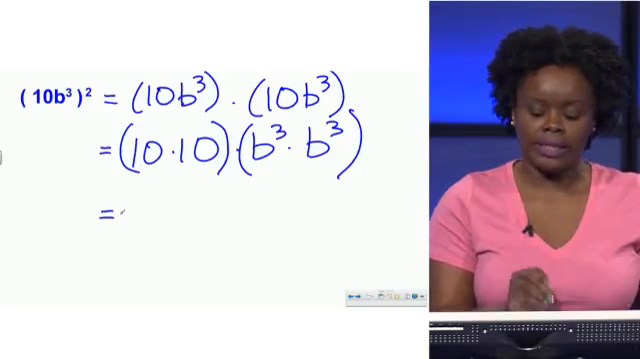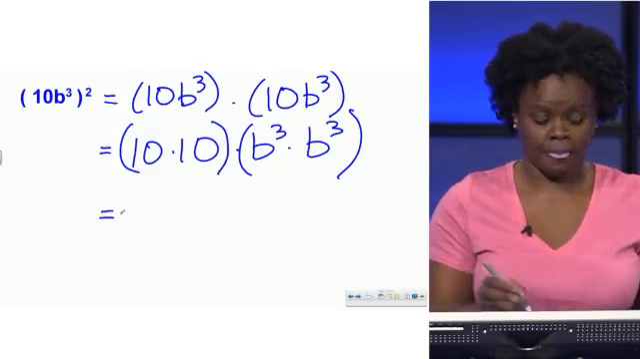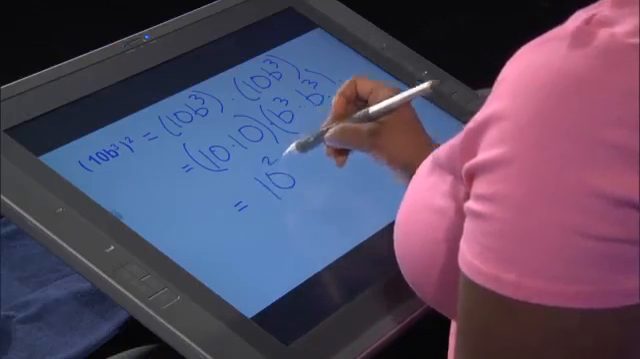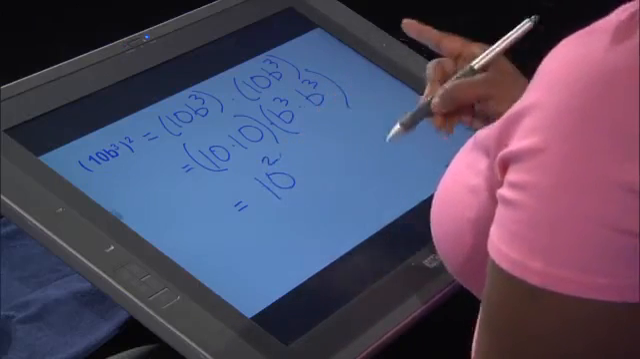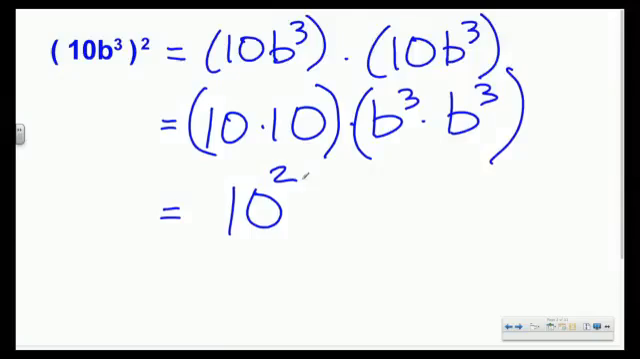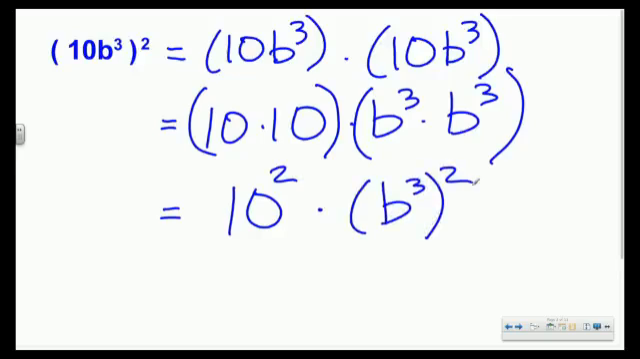Now, if I'm multiplying 10 by itself one time, that's the same thing as 10 squared, right? Because you just raised 10 to the second power, multiplied by itself once. And then over here I have b to the third times b to the third, right? So isn't that just the same thing as squaring b to the third? Just multiplying it by itself one time? So I could represent it like this. I've got 10 times 10, which I'm representing as 10 squared. And I've got b cubed times b cubed, which I'm representing as b cubed squared.